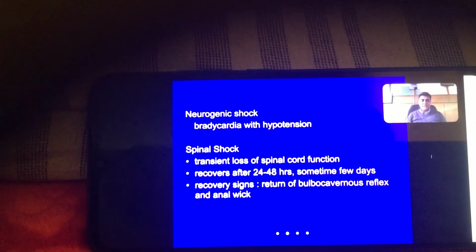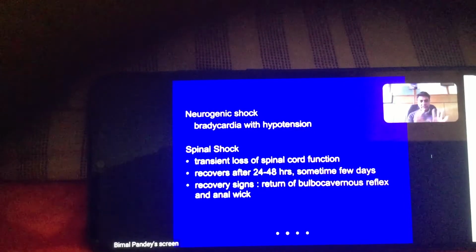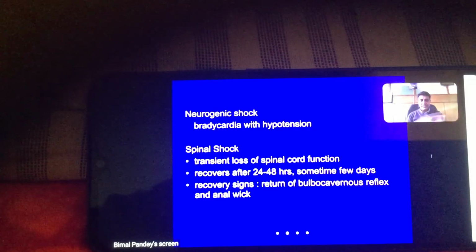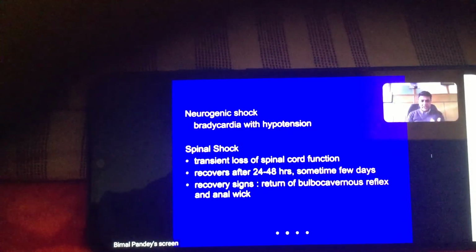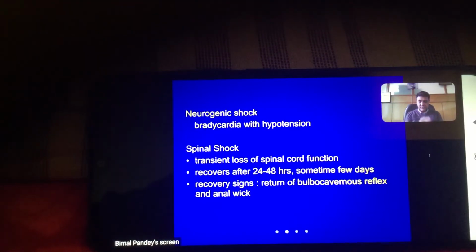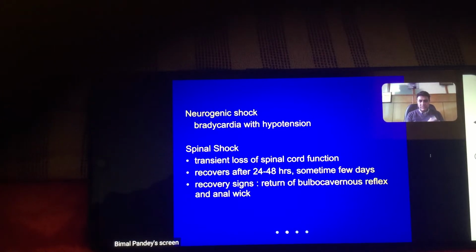Spinal shock means the spine stops functioning for a certain time, then gradually it starts functioning again. If you do any investigation of the spinal cord, everything will be normal. But due to the impact or trauma, it stops functioning for a little bit of time. That is spinal shock.